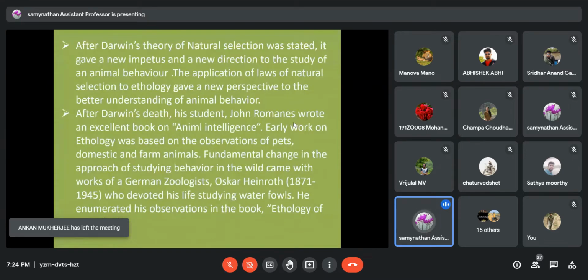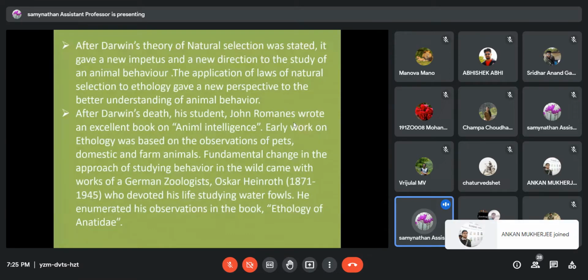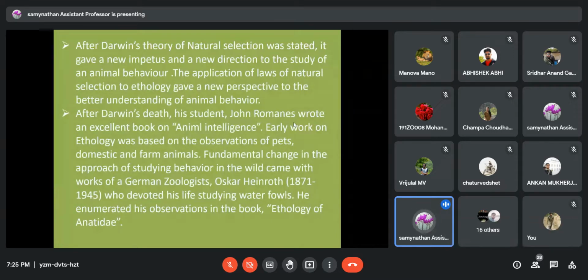After Darwin's theory of natural selection was stated, it gave a new impetus and a new direction to the study of animal behavior. The application of the laws of natural selection to ethology gave a new perspective to a better understanding of animal behavior. After Darwin's death, his student John Romanes wrote an excellent book on animal intelligence. Early work on ethology was based on the observations of pets, domestic and farm animals.